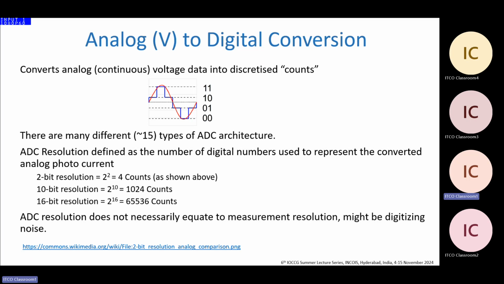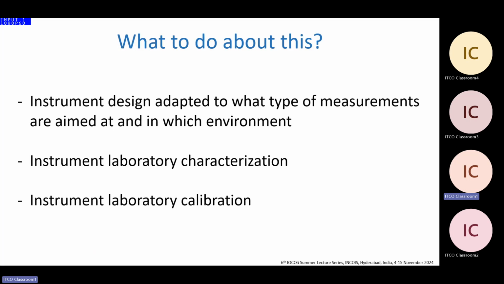So if you had that transimpedance amp and you had a very high gain resistor and it's very noisy, you might just be resolving noise, but that's not so bad. You can deal with that. At least you're capturing the actual signal. Whereas if you only had 4 counts, you're kind of just not resolving anything.